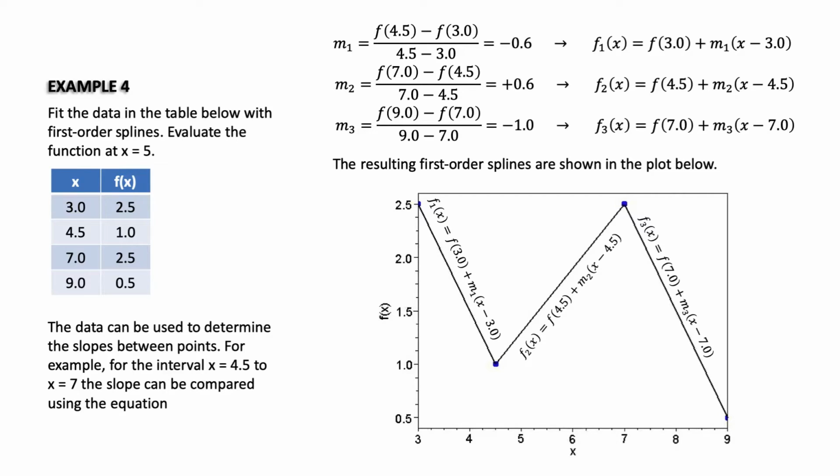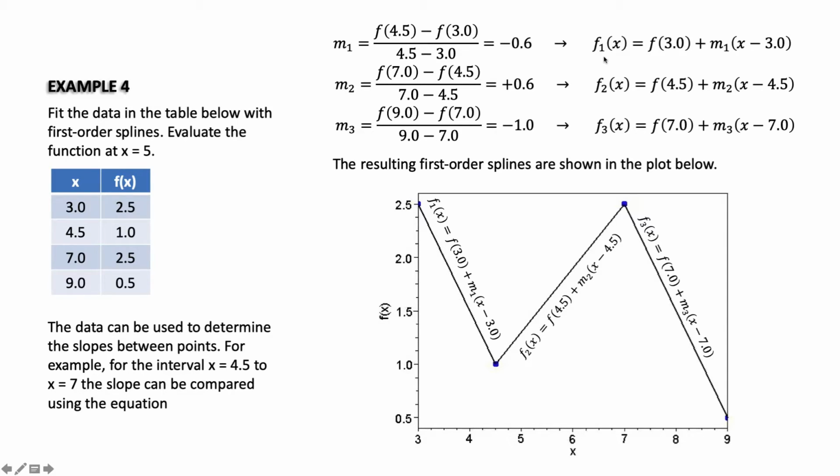Fit the data in the table below with the first order splines, and then evaluate the function at x equals 5. So the first thing that we need to do is to determine the slope of these lines. These lines are your linear interpolating functions. So the slope of this line is determined from these two data points. So we have f at 4.5, which is 1, and then f at 3.0, which is 2.5, divided by 4.5 minus 3, which we solve as negative 0.6.